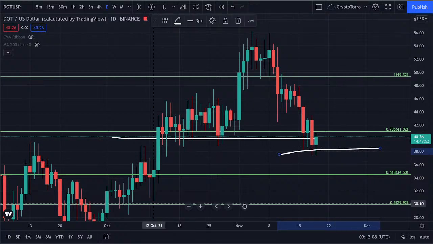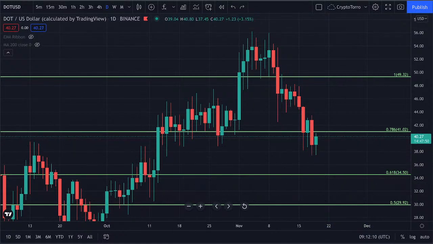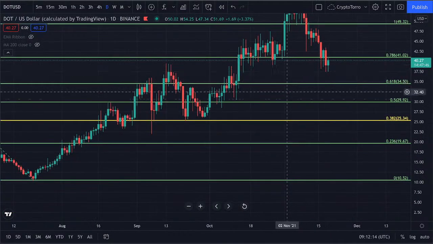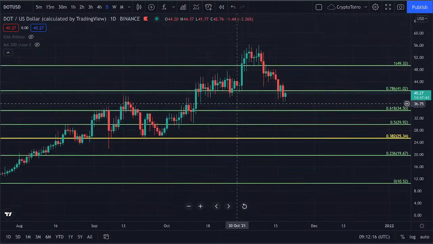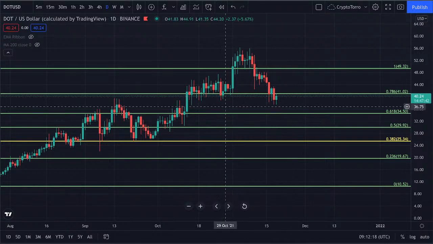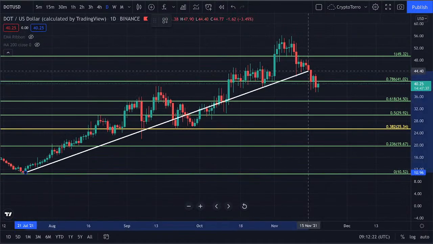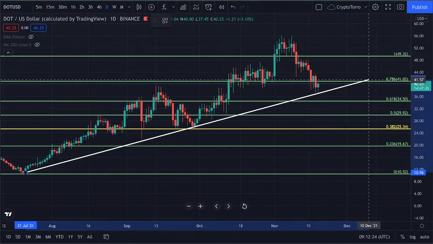This is something I do think is concerning, because on Polkadot we were seeing that major uptrend getting created during the past couple of months. We were heading crazy towards the upside. That is something I think was marvelous. We did see major growth on the chart.